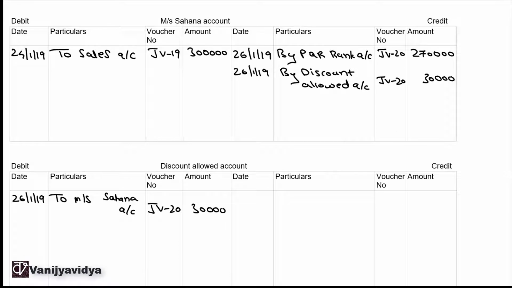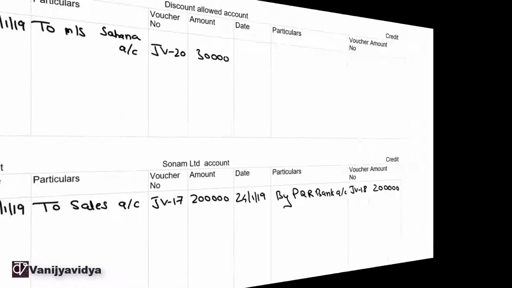Now the next ledger account. Messrs Sahana account. Total of debit side is 3 lakhs. Total of credit side is also 3 lakh. So there is no balance which is carried forward. So we'll just write the total, 3 lakhs, 3 lakhs on both the sides.